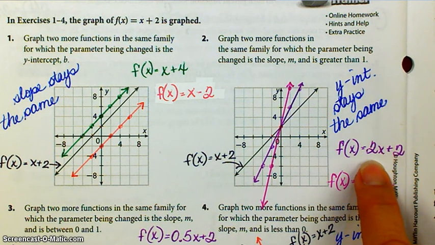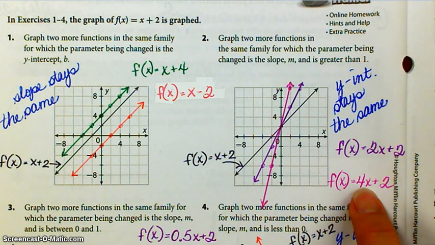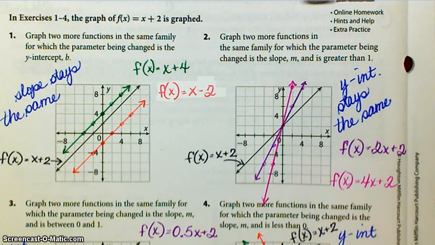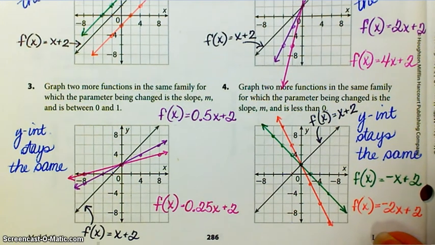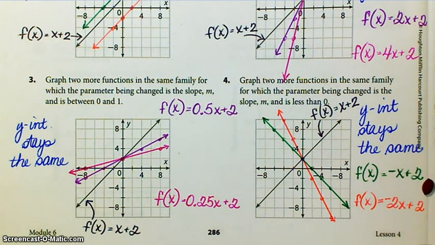So the purple line is with a slope of 2. The kind of fuchsia or pink line is with the slope of 4. So as the slope increases, that line gets closer and closer to vertical. All right, number 3, more kind of the same. Graph 2 or more functions in the same family for which the parameter being changed is the slope, and it's between 0 and 1 this time. So the slope is a decimal or a fraction.